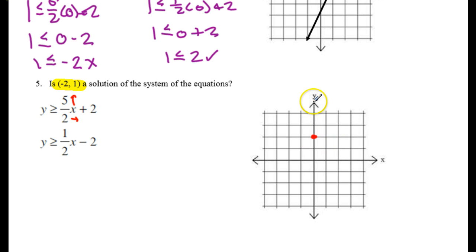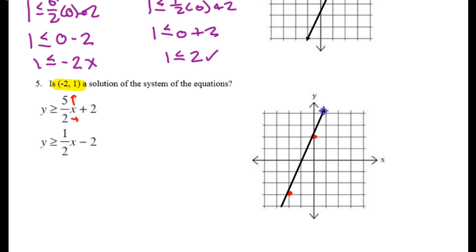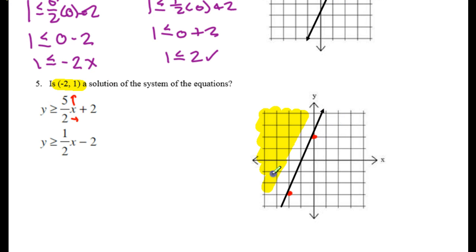Now I can't go up 5, so we can kind of reverse it. Down 5, left 2. 1, 2, 3, 4, 5. So that means if I go up 5 and over 2, it's still the same slope. Solid line because it's greater than or equal to. And when we shade this in, it's greater than, so we color above it.